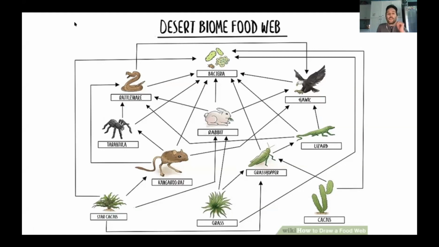But why is the hawk then connected to bacteria? Why would the hawk and so many other animals be connected to bacteria? Exactly, somebody said it in there. It's decomposition. When an animal dies, the bacteria eats it. And then the bacteria gets eaten by these different plants. And that is, like somebody said, the circle of life.